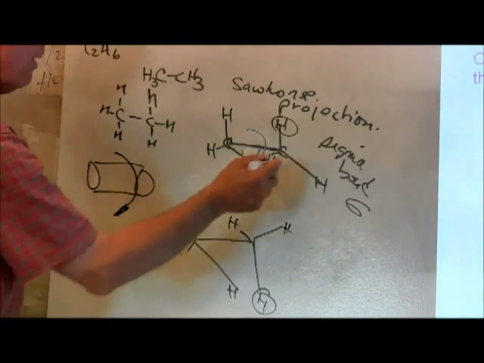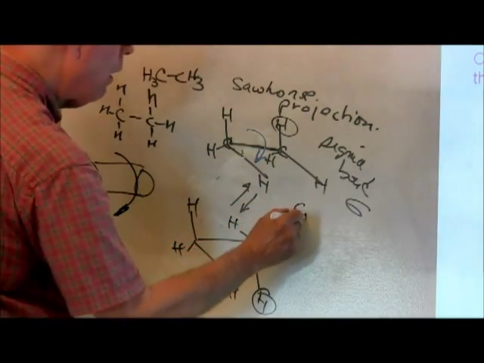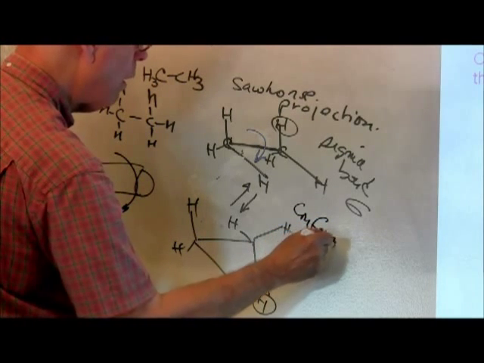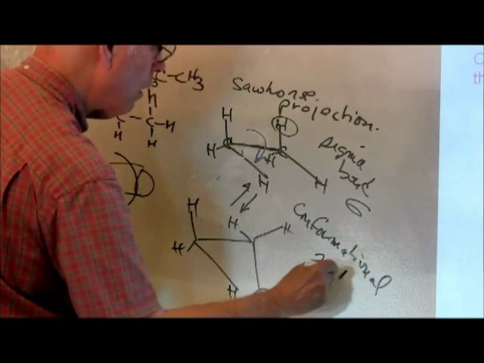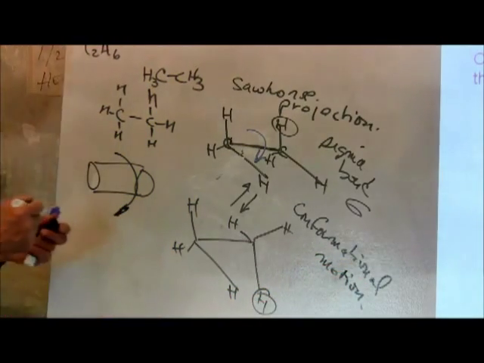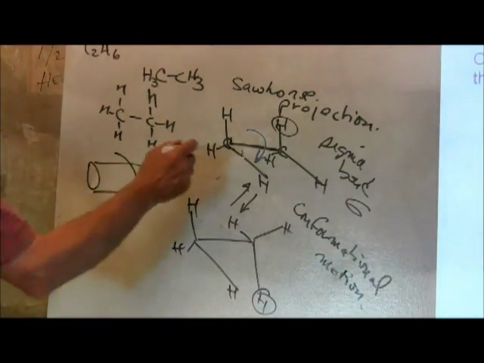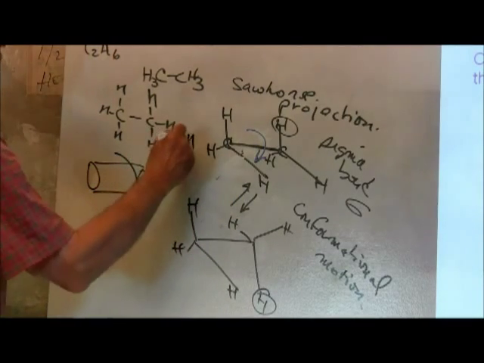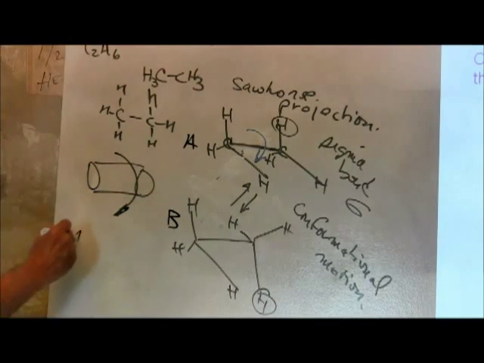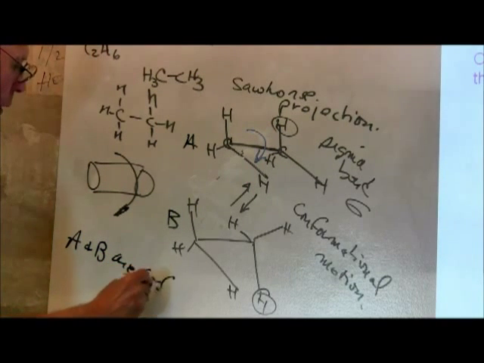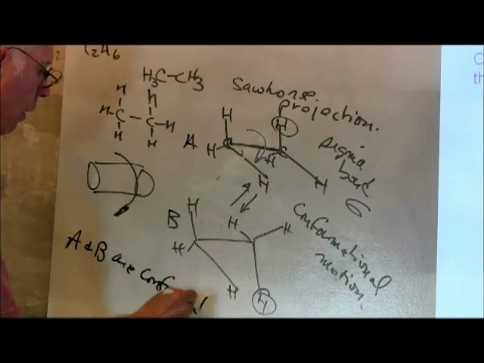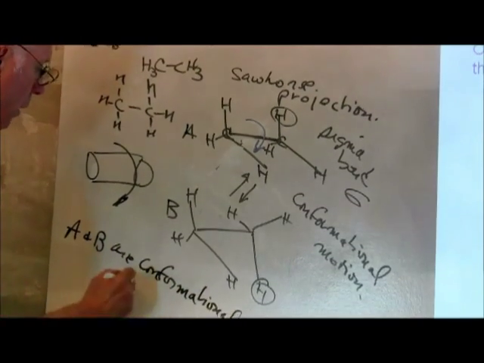Now this motion is called conformational motion. That's called conformational motion, and these entities, I'm going to call this A and I'm going to call that B. A and B are conformational isomers.